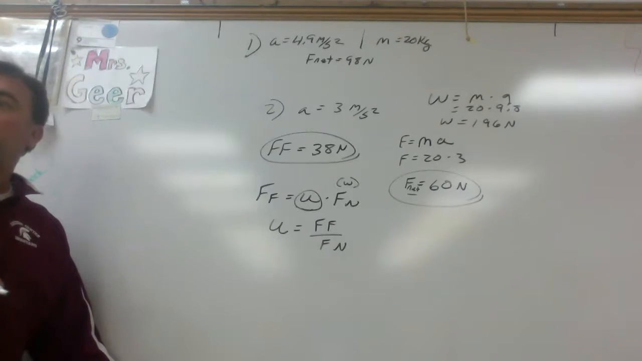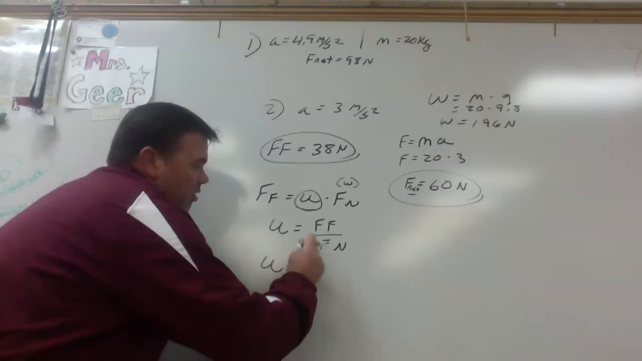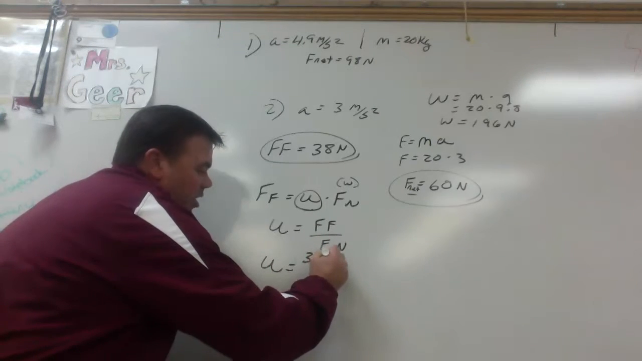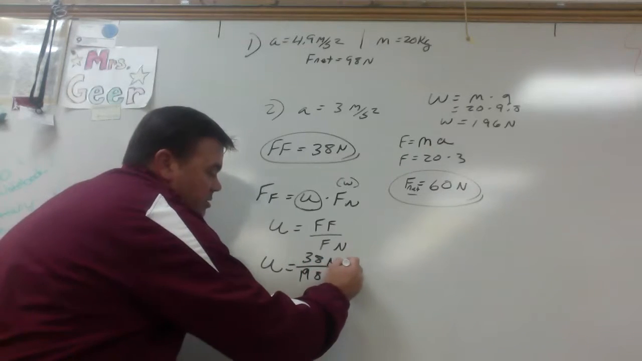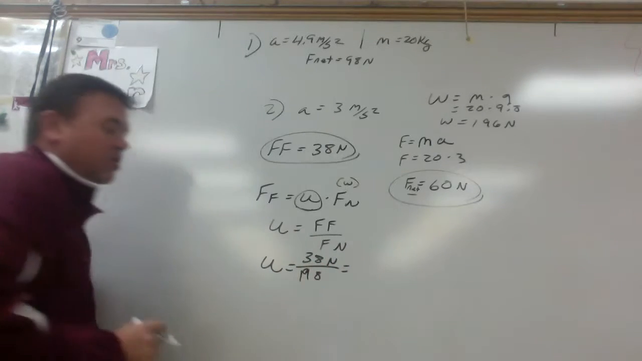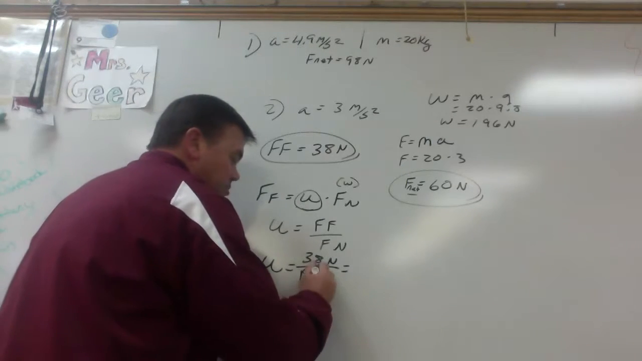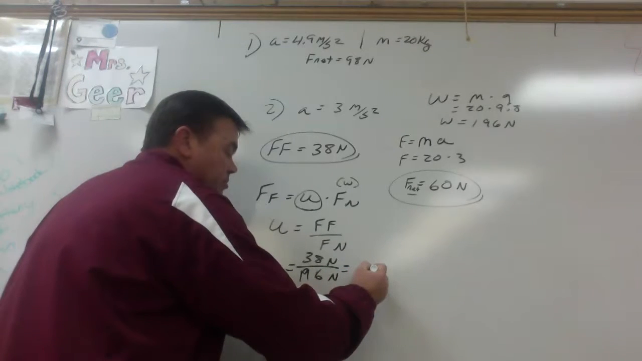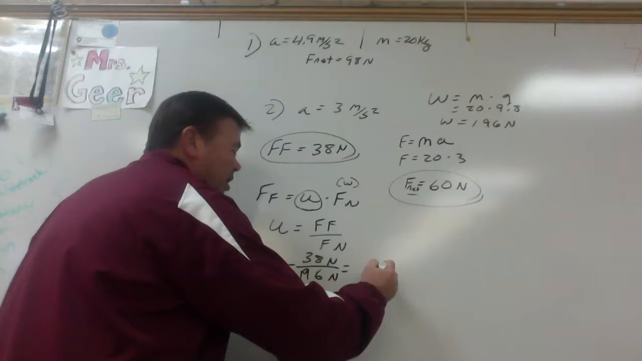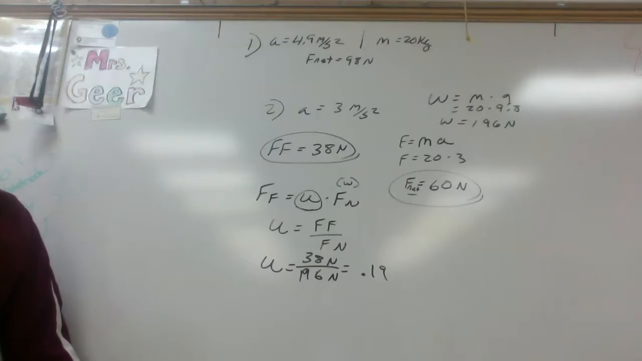Yes or no? Yeah. So we look at the coefficient of friction. Force due to friction is 38. The force normal is 198. What's the coefficient of friction? 38 divided by 198. Isn't it 196? Ah, my fault. 196. What's the coefficient of friction? 0.19. Very good.